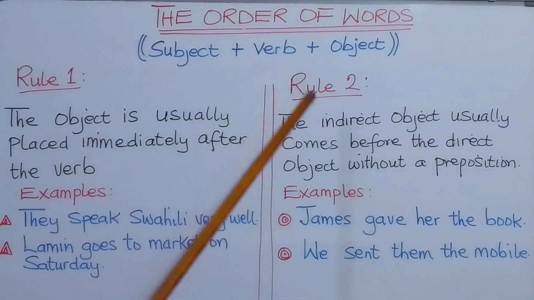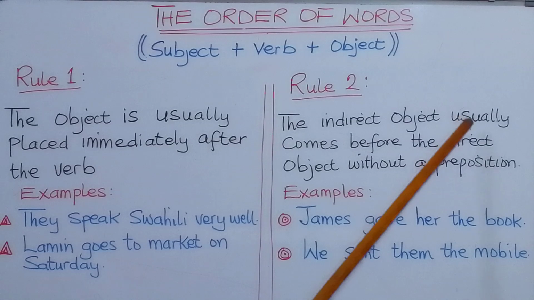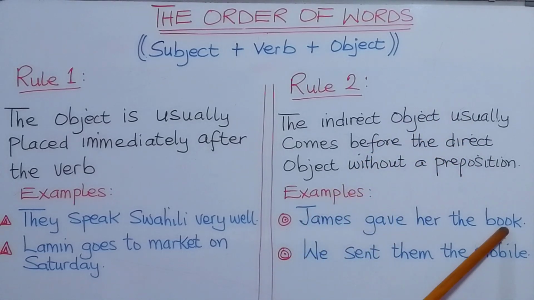So you see, rule number two, the indirect object usually comes before the direct object. And that is what we see there. So you see the first two rules in the order of words. Remember, the order is subject first, the verb, the object. And so you see the rule.